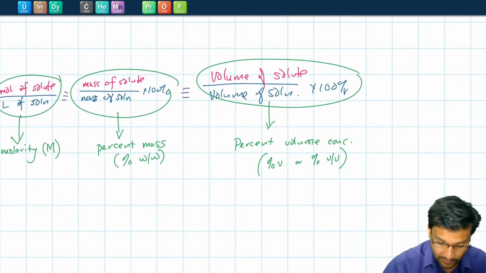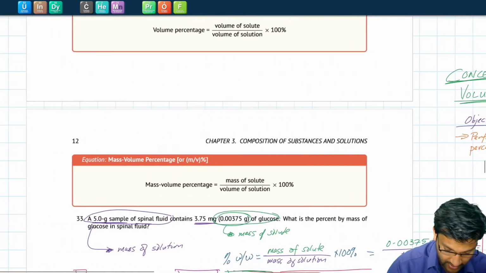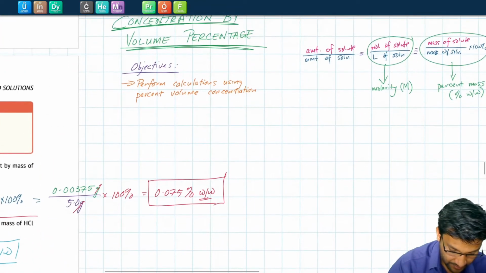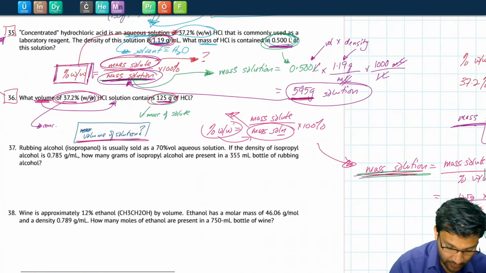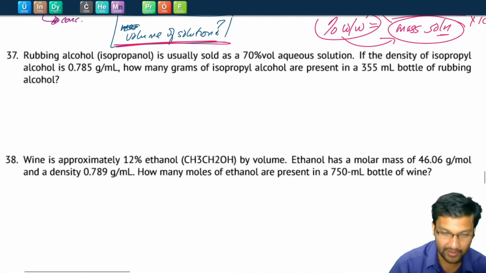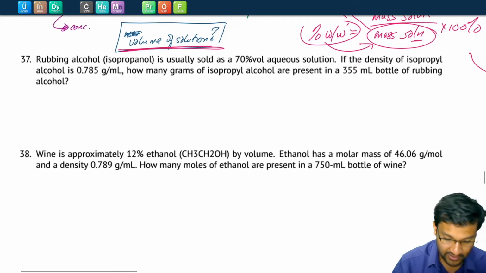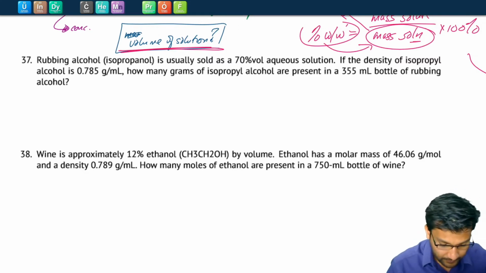All right, so let's do some calculations with concentration by percent volume. Since you've had some practice already doing percent mass concentration, percent volume should be no different, except now we're dealing with the volume of a substance rather than its mass. So let's see if you can handle number 37 and 38 by yourself. Pause the video and then unpause and I'll go over them together.